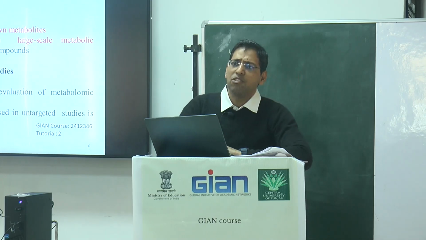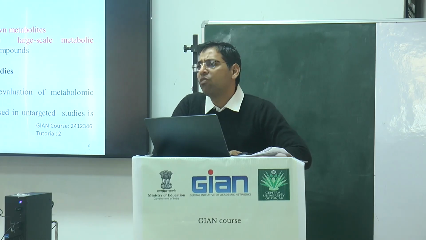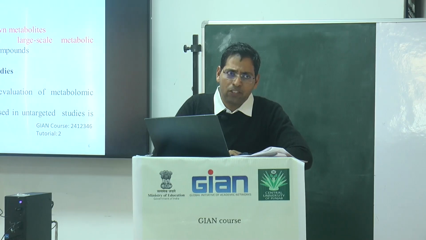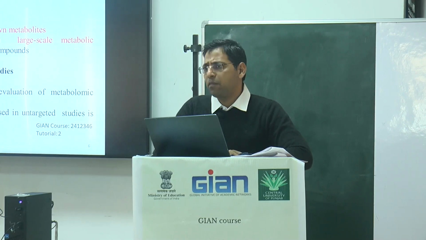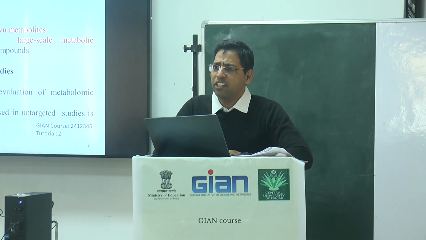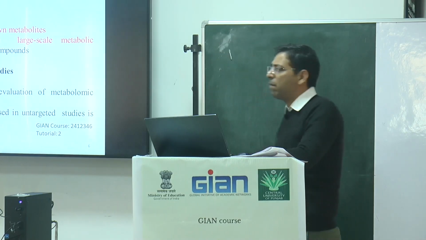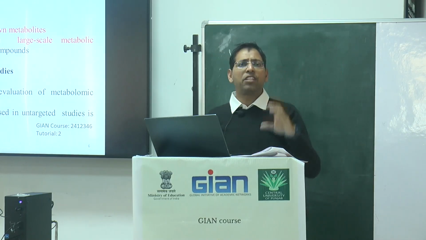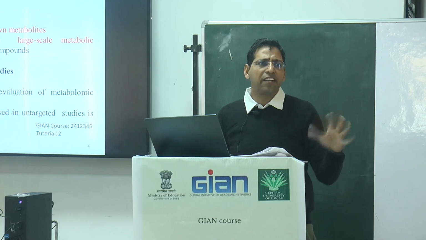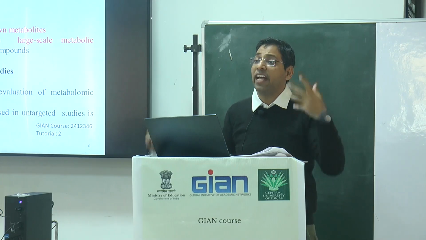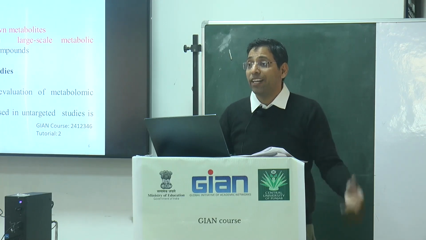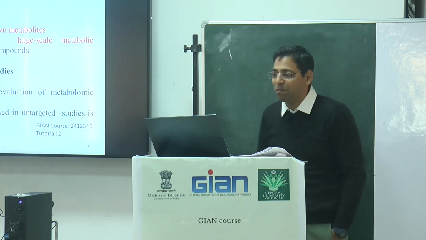For data analysis, first of all, you have to find out what type of metabolomics you want to do: targeted or non-targeted. Targeted has a different pipeline, non-targeted has a different pipeline. Targeted means you know what type of metabolites you need to measure. Non-targeted, you don't know anything. You do the run and then analyze what those metabolites are. So those are the different pipelines.